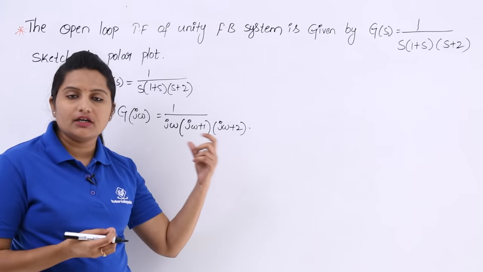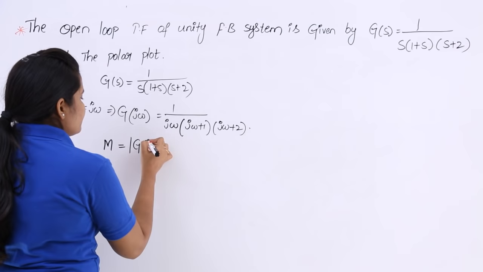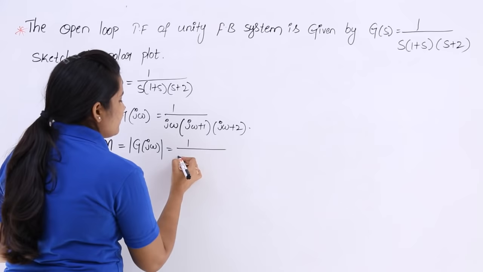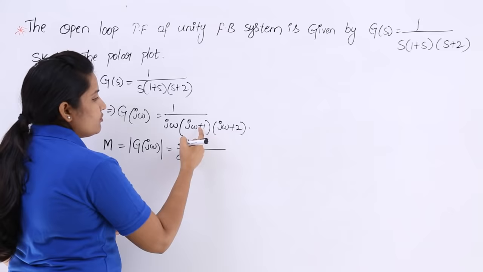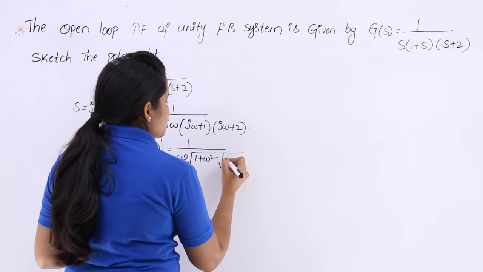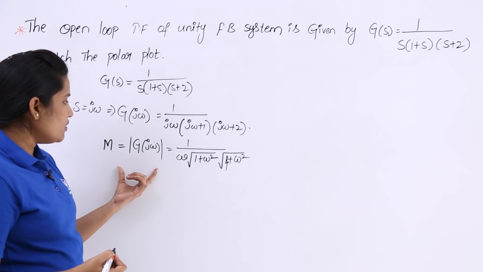Now, I am going to calculate the magnitude. To get the magnitude, we need to consider the modulus of G(j omega). The modulus of 1 by j omega is 1 by omega. For 1 by (j omega + 1), the modulus is square root of 1 plus omega square. For 1 by (j omega + 2), the modulus is square root of 4 plus omega square. So this is the magnitude of the given open loop transfer function.